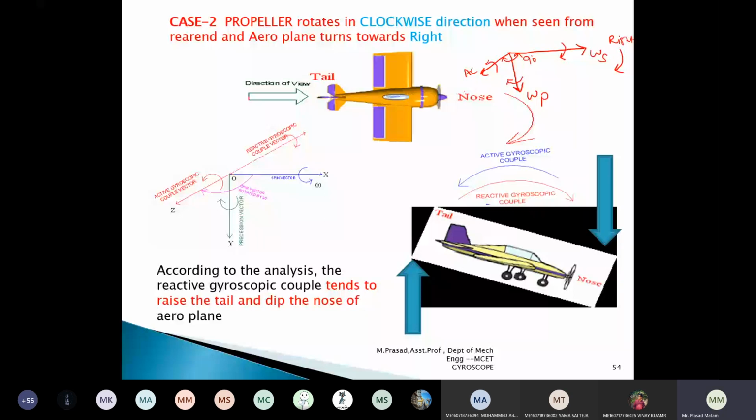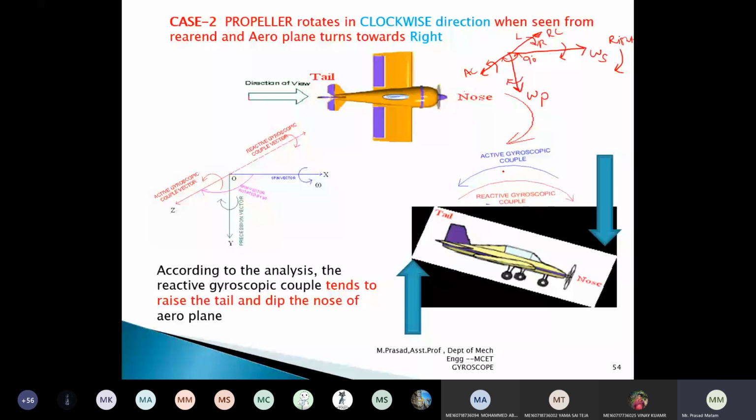Now where does the reactive couple have to come? Exactly opposite to the active couple. This is the portion where I am getting the reactive couple. So it has to move in this direction, which means I have to draw the arrow mark like this. This is my left side and right side. Now, if you see, the active gyroscopic couple I am denoting with the blue line, and the reactive couple I am giving with the red line.